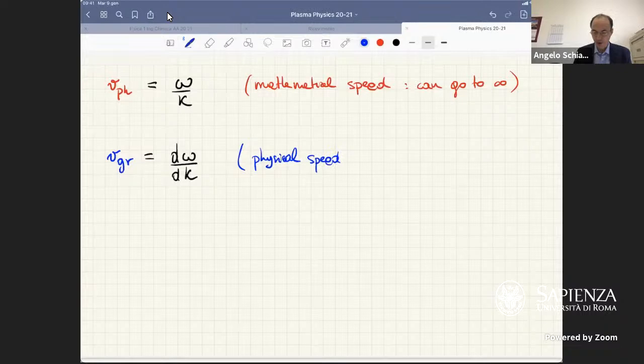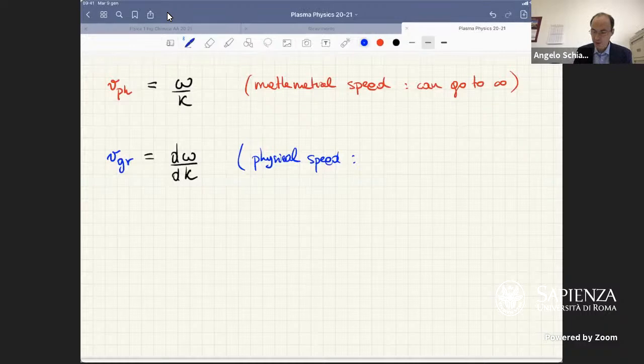Which is the group velocity, which is nothing else than the derivative of the angular frequency omega as a function of k, and is called the group velocity. So it's the velocity at which a certain wave component is moving along the wave packet, and this is related actually to the transport of physical quantities.